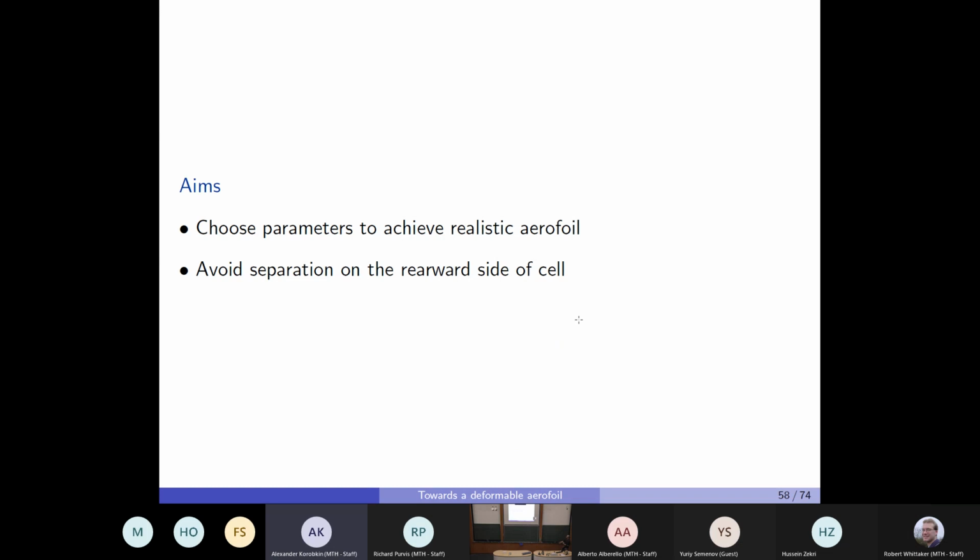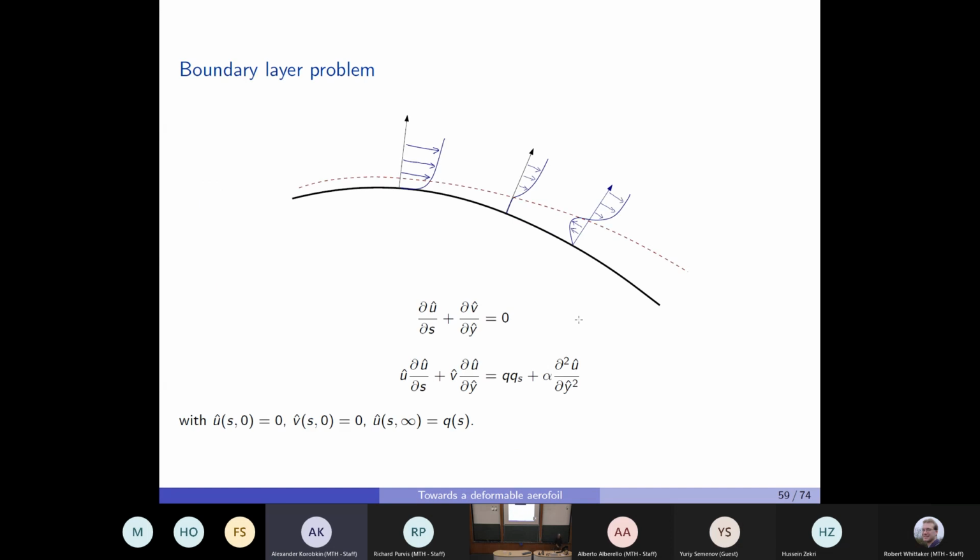So having got this model set up, what we want to do is try and choose the parameters, as I said, to get a realistic looking aerofoil, and we don't want flow separation. So let me just, if it's not clear, maybe not everyone knows about flow separation, let me just briefly describe what this is. If we relax the idea that we're thinking about an inviscid flow and go to a realistic flow with viscosity, then if the flow speed is high enough, there will be a thin boundary layer at the surface of the shape that we are driving flow over. That's what the red dotted line is supposed to represent, my boundary layer.